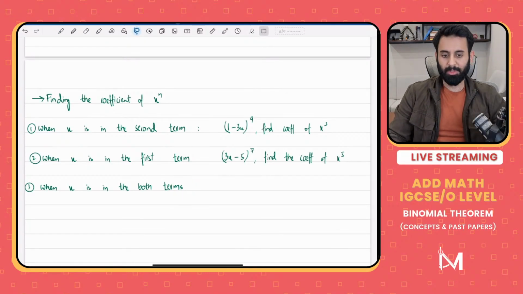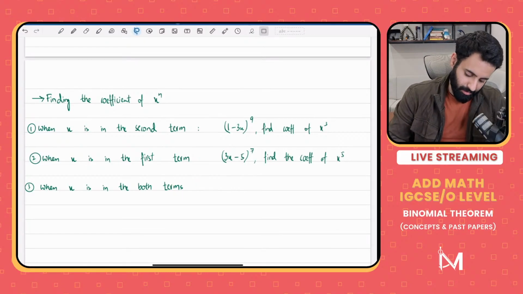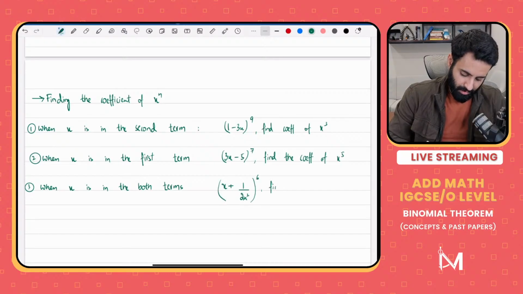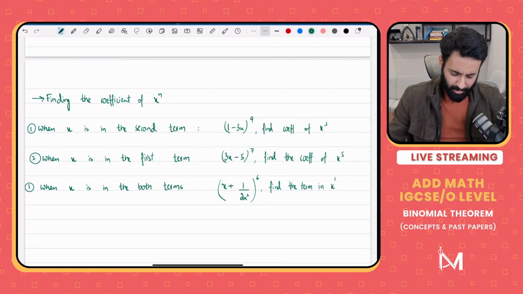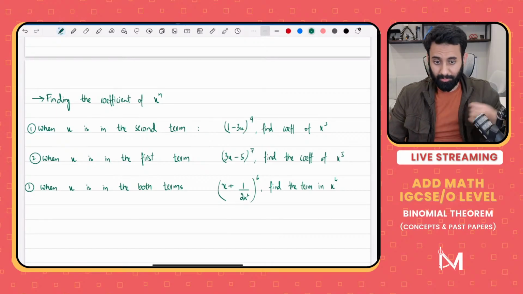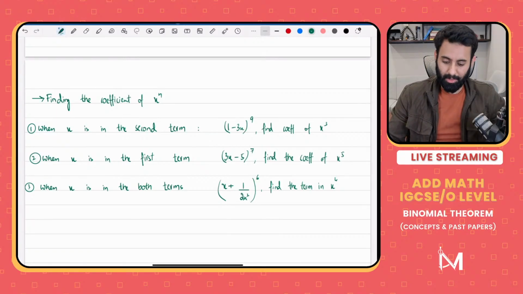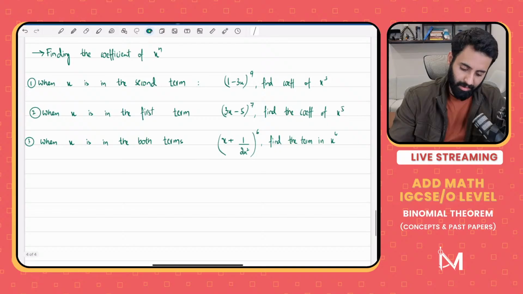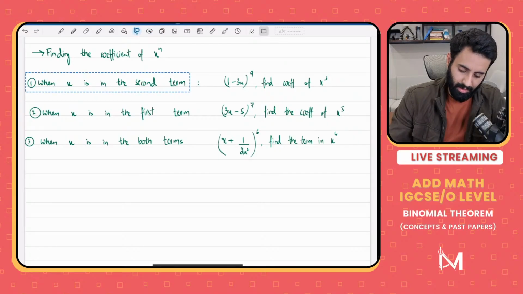And then there's a third possibility, which is when x is in both terms. So this could look like x plus 1 upon 2x squared to the power of 6, and the question says find the term in x power 4. I don't know if that's actually possible in this question, but you guys get the point, right? So let's start with the very first case, which is when x is in the second term.